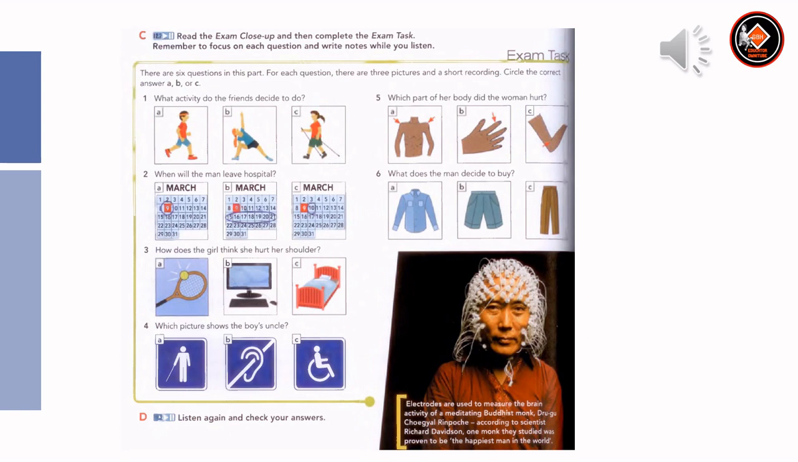It's amazing. 5. Which part of her body did the woman hurt?